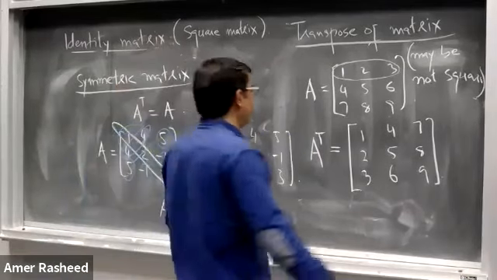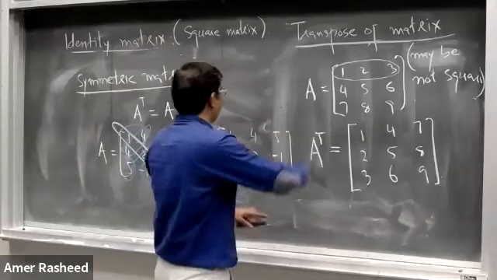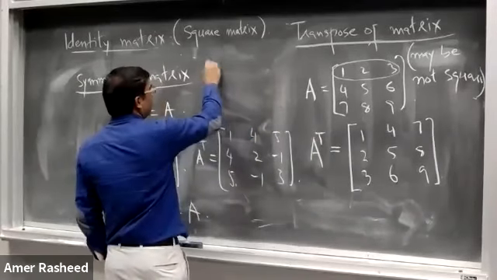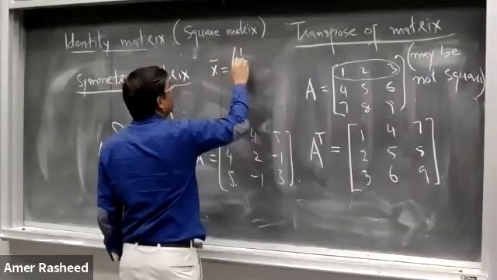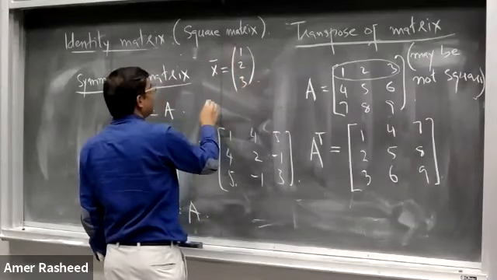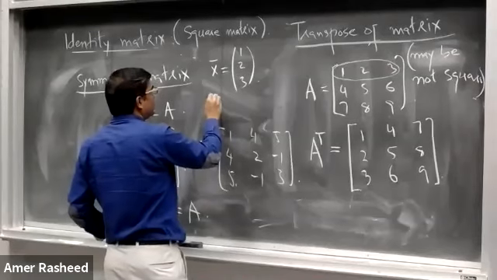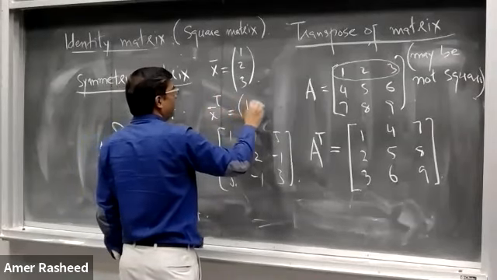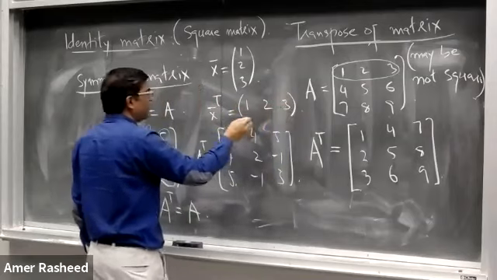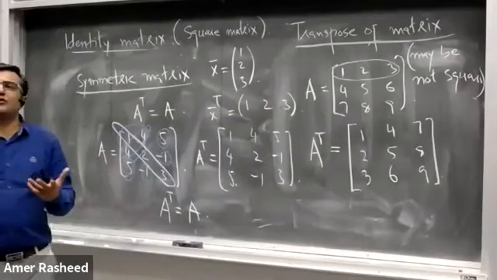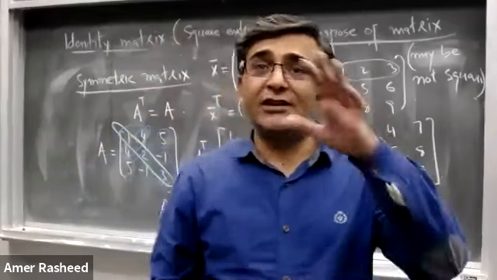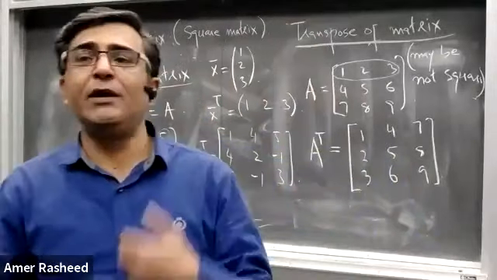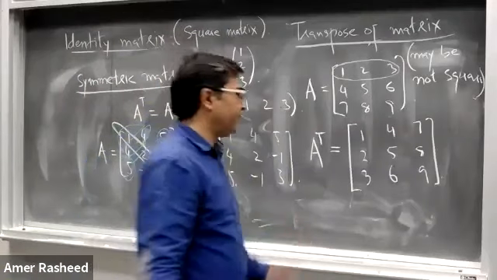For example, if you take the transpose of a row vector, it becomes a column vector. For example, x is a column vector, maybe 1, 2, 3. Then what is x transpose? It will be a row vector, 1, 2, 3 of this kind. So even the transpose of a row vector or a column vector is possible, whereas for a symmetric matrix, the matrix should be a square matrix. I hope you get it.